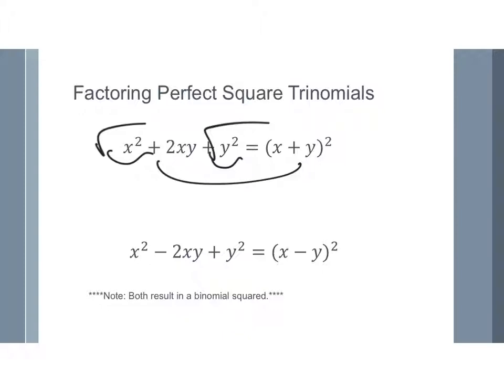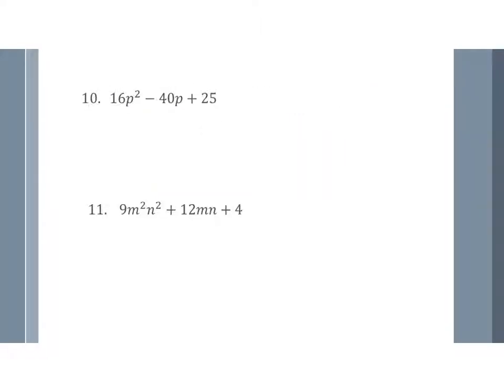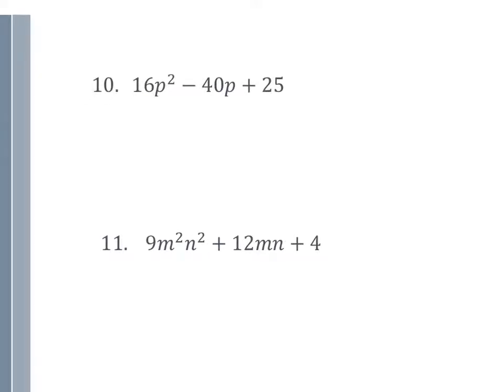Here, the pattern is, see how it's times 2? It's the x times y times 2. The problem with the factor by grouping is the numbers could get really large. So if you didn't recognize that 16 and 25 were perfect squares, then you would have to do 16 times 25, get that number, find the factors of that number that give you -40.